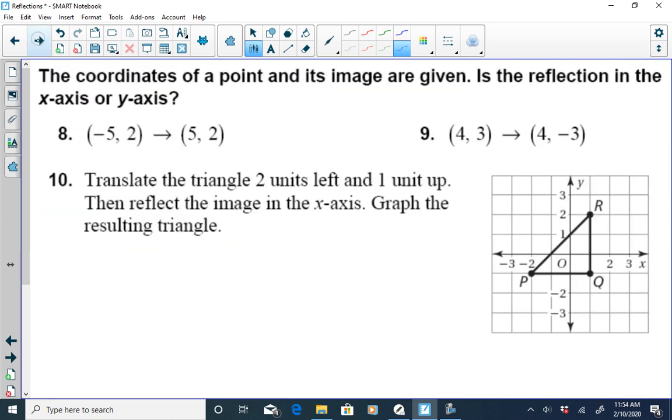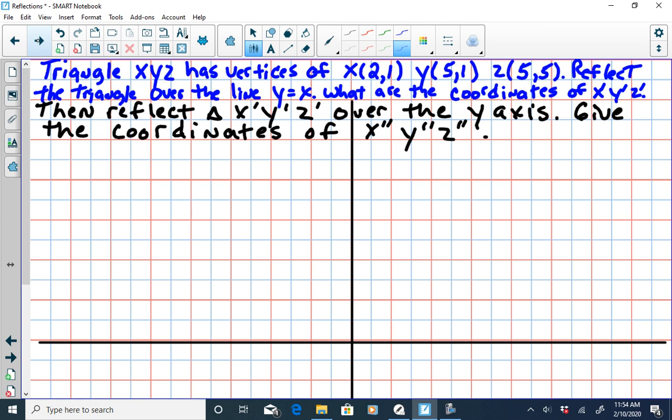Let's see what we have here. Triangle XYZ has vertices. Reflect a triangle over the line y is equal to x. Let's do this, right? This is kind of a little tricky. Let's try this one. Triangle XYZ has vertices of 2, 1, 5, 1, and 5, 5.